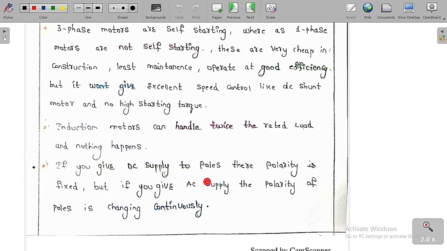If you give DC supply to poles, their polarity is fixed, but if you give AC supply, the polarity of the poles changes continuously. As the flux changes in the positive direction for the positive cycle and in the negative direction for the negative cycle, the poles change continuously. So with a DC supply to the field winding the poles always keep their polarity, but with an AC supply the polarity changes continuously.